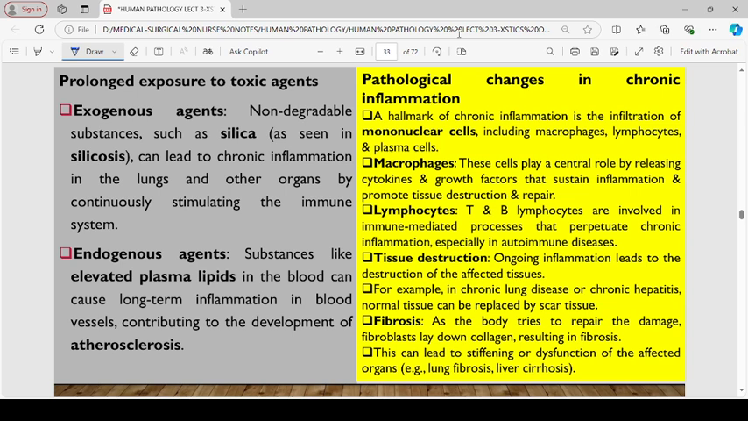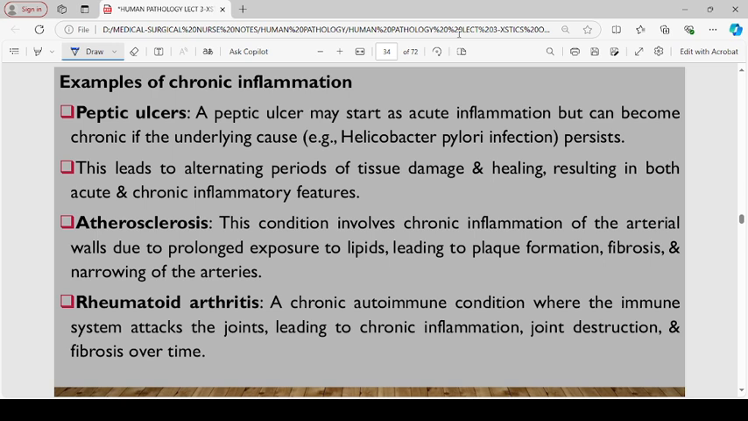Tissue destruction is also another pathological change in chronic inflammation, where ongoing inflammation normally leads to destruction of the affected tissue. A good example could be chronic lung disease or chronic hepatitis, where normal tissues can be replaced by scar tissue. We also have fibrosis as another key sign in chronic inflammation. As the body tries to repair the damage, fibroblasts normally lay down collagen, resulting in fibrosis, and this can lead to stiffening or dysfunction of affected organs, for example lung fibrosis or liver cirrhosis.